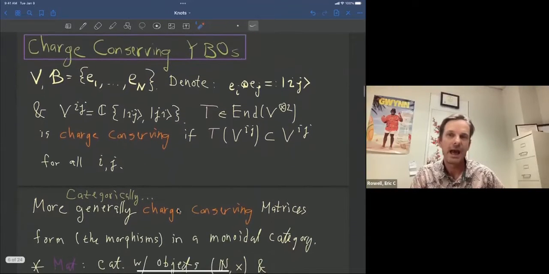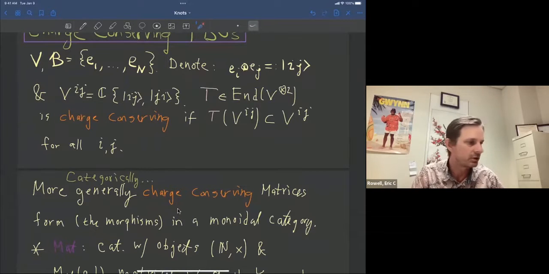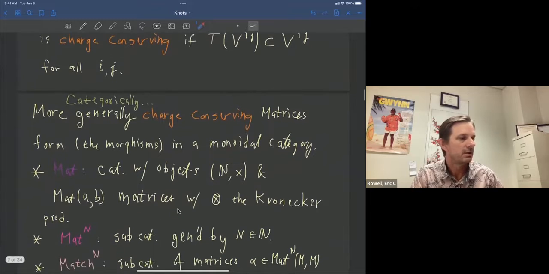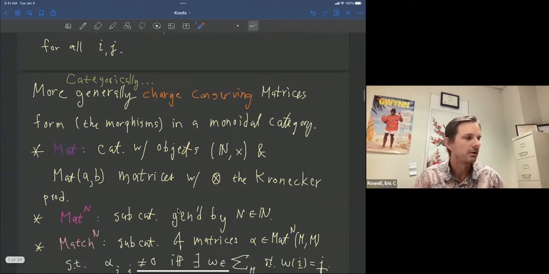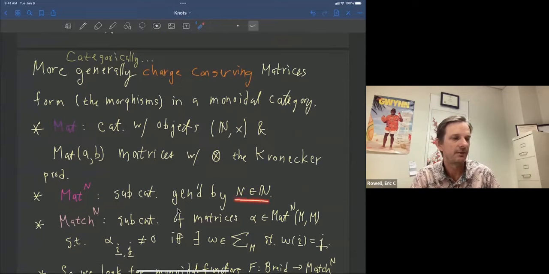Yeah, so we can think about a category of such matrices, maybe more generally. It forms a category where these matrices are actually the morphisms in the category. And these will be monoidal categories where the object monoid will be like the integers. So the category of matrices, of course, we all know is a category with objects natural numbers, and multiplication as the tensor product in the category. And then the morphisms between A and B are just matrices of the appropriate sizes. And the tensor product of morphisms is just the Kronecker product. So that's a big category. You can restrict to the subcategory generated by some fixed natural number n. And that's an interesting category to think about.